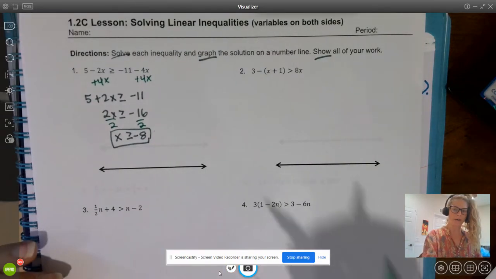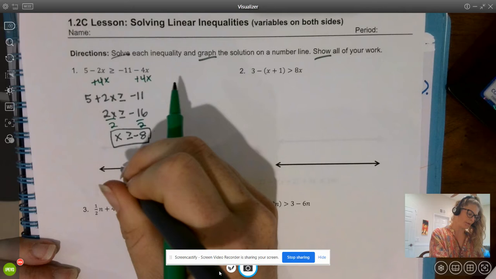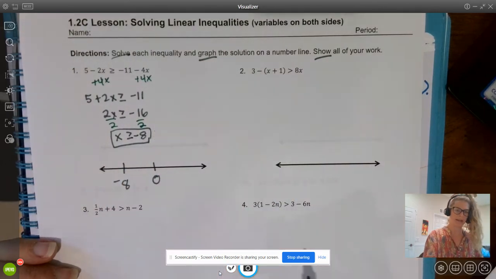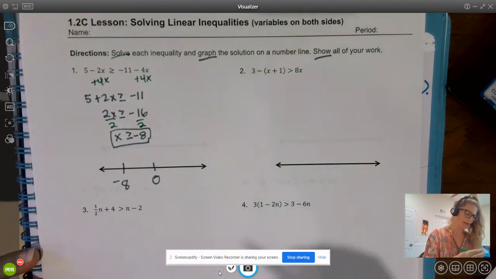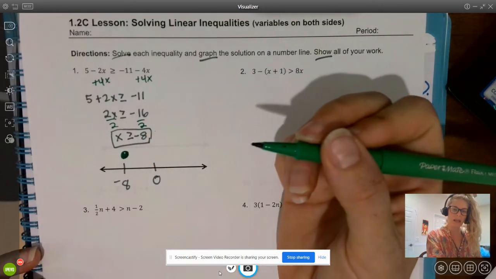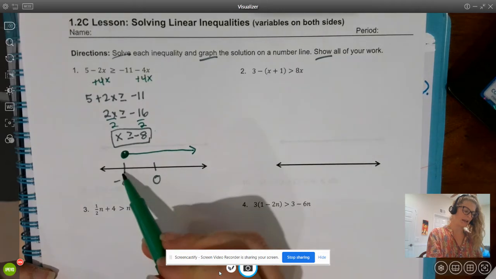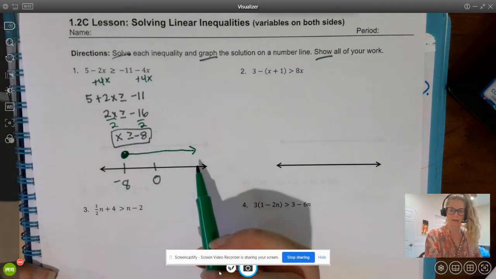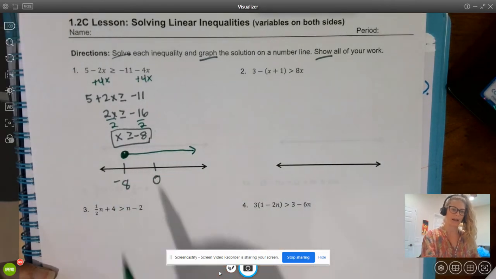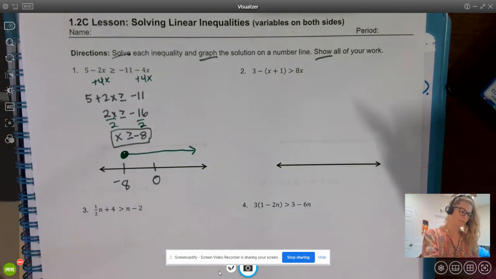When we graph our solution set, I always want to have 0. I want to have my boundary number, which in this case is negative 8. It's a closed circle because it's greater than or equal to and shaded to the right, meaning negative 8 and any number bigger than negative 8 is a solution, satisfies, makes that inequality true. Excellent, let's keep going.